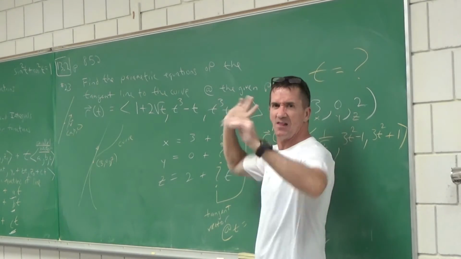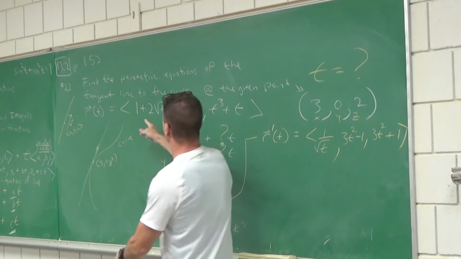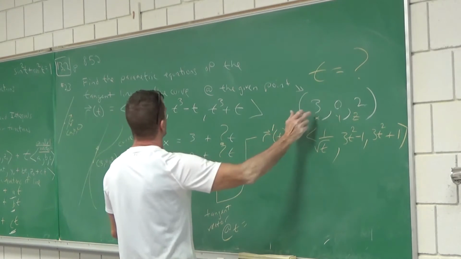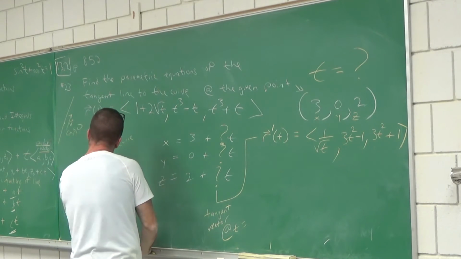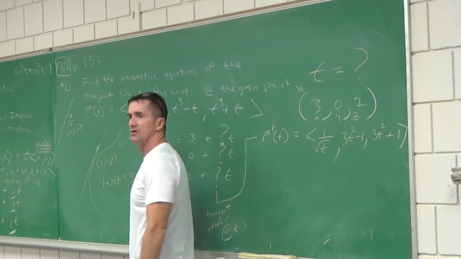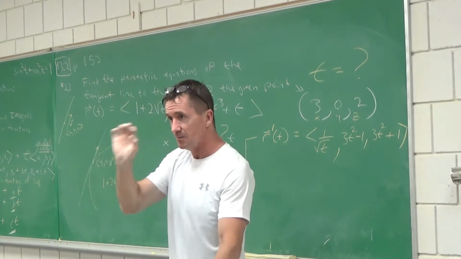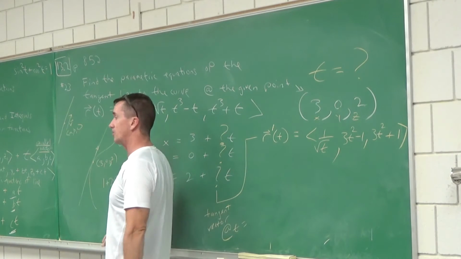T cubed plus t. Oh, that's too hard for me to solve. I'll try this one. 1 plus 2 squared of t has to equal what? 3. So I'm going to just go off to the side. 1 plus 2 squared of t has to equal 3. By the way, you'll notice it'll be a very simple t value. It'll be a nice neat integer, probably like a 0 or 1 or a 2.